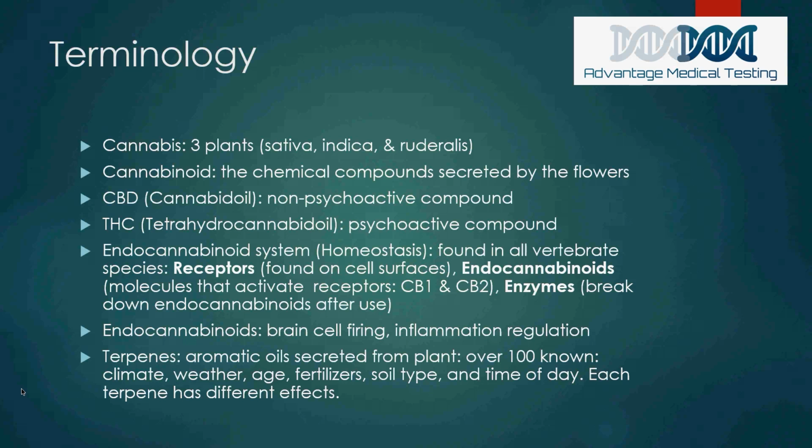The second component of the endocannabinoid system is the endocannabinoids. Those are molecules that activate the receptors. Now, probably the two most important endocannabinoid receptors that we'll talk about today are the CB1 and the CB2.